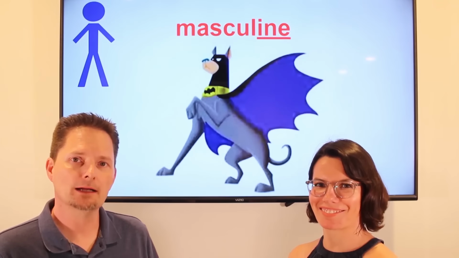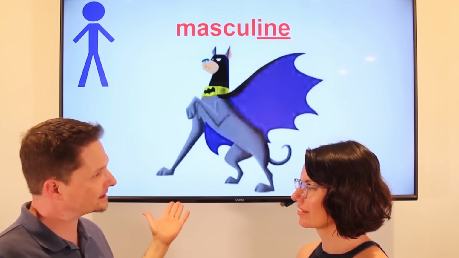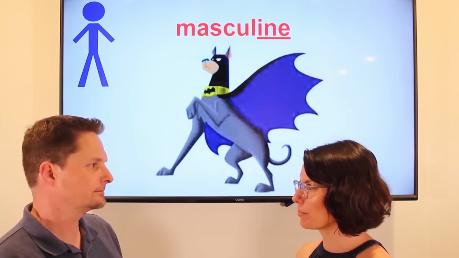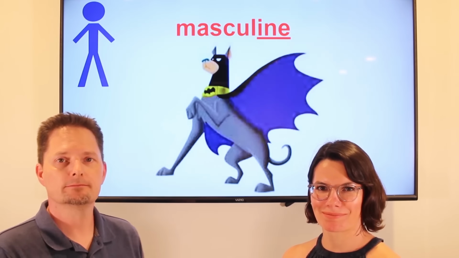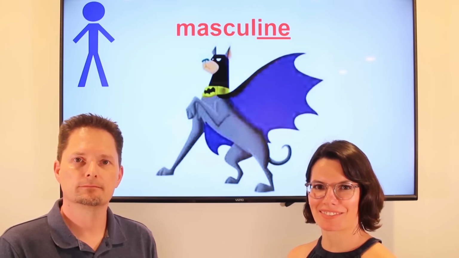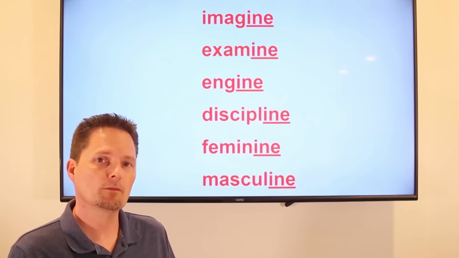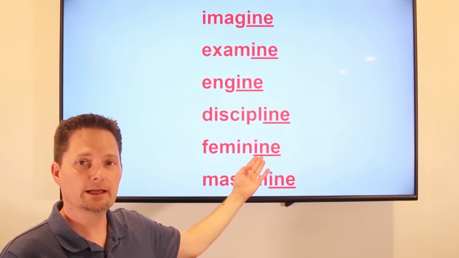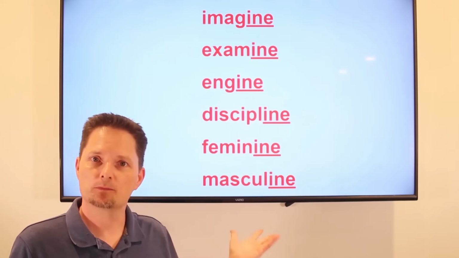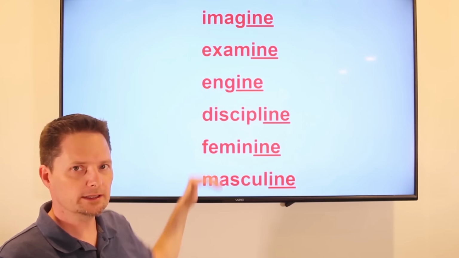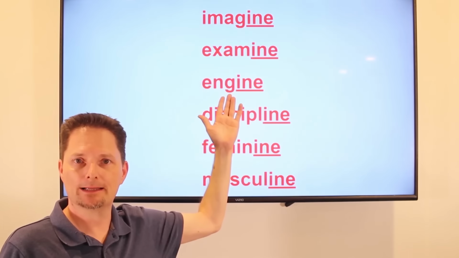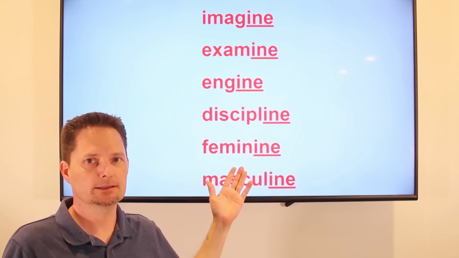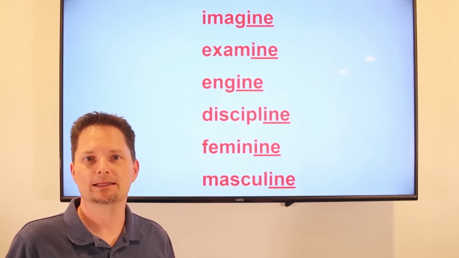Masculine. Let's practice. Does the dog look masculine or feminine? The dog looks masculine. Does the dog look masculine or feminine? Very good. So remember these words. Words ending in ine can have different pronunciations. All of these have the sound in. Imagine, examine, engine, discipline, feminine, and masculine.